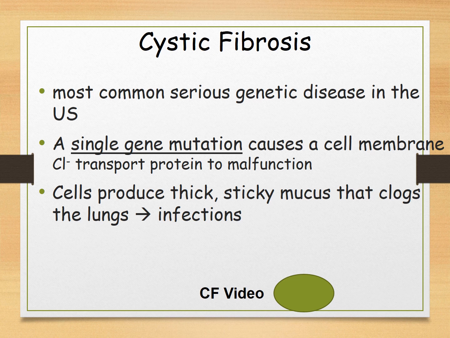This has a variety of manifestations. It causes the cells in the lungs to produce a thick, sticky mucus that makes the individuals more likely to suffer different types of respiratory infections. It also can obstruct the pancreas and make the absorption of nutrients more difficult.